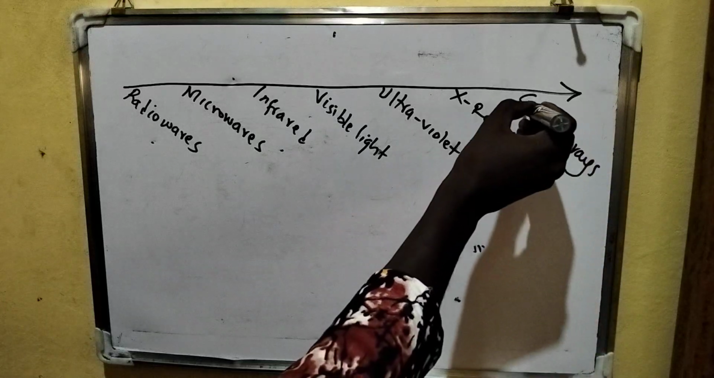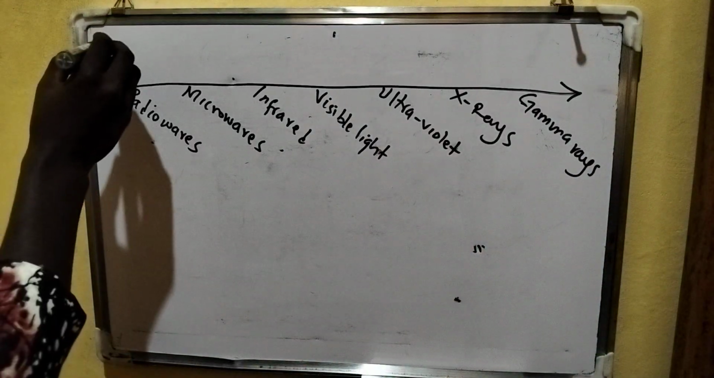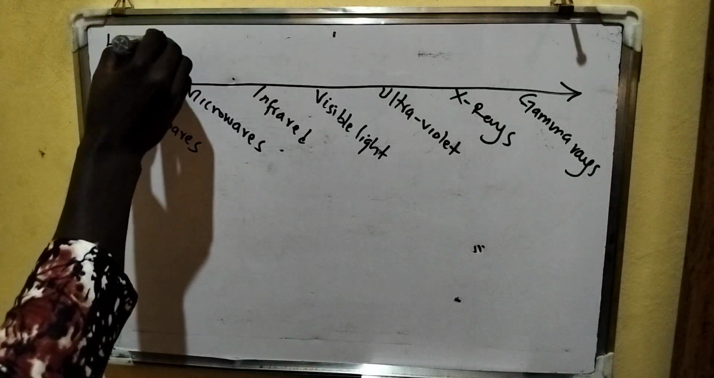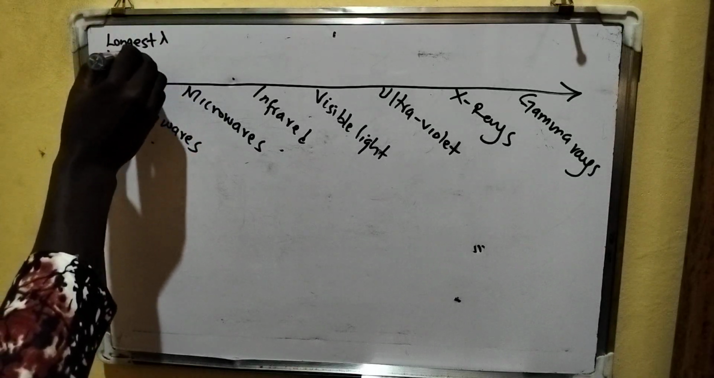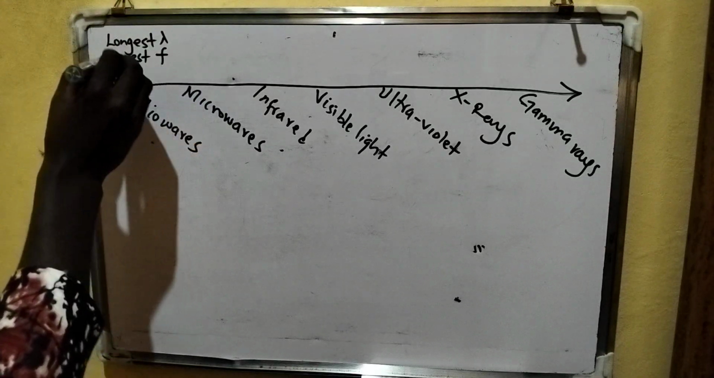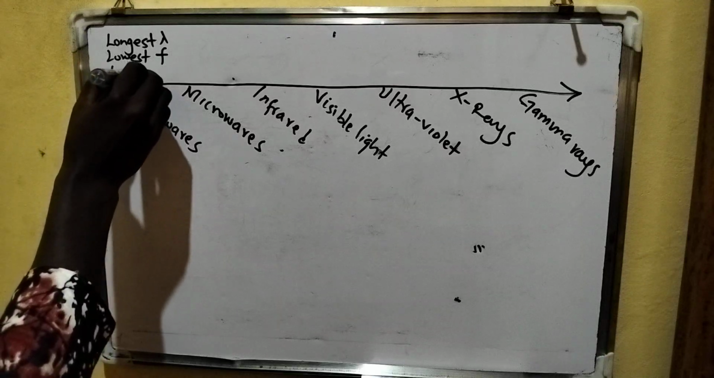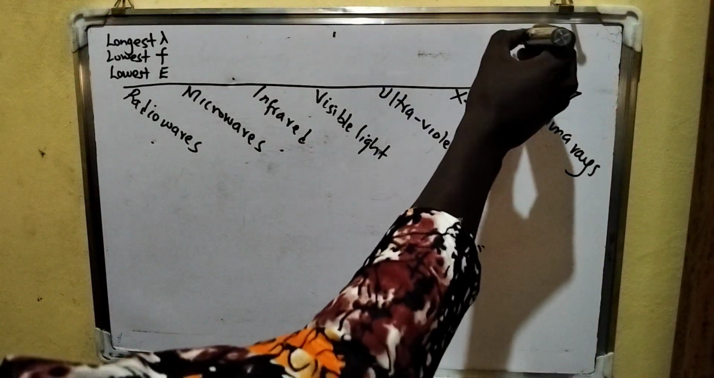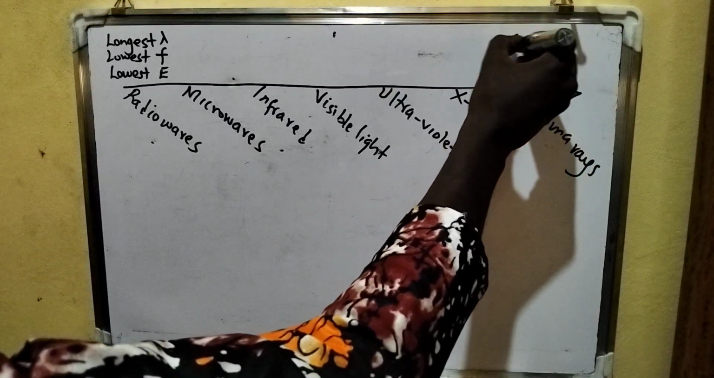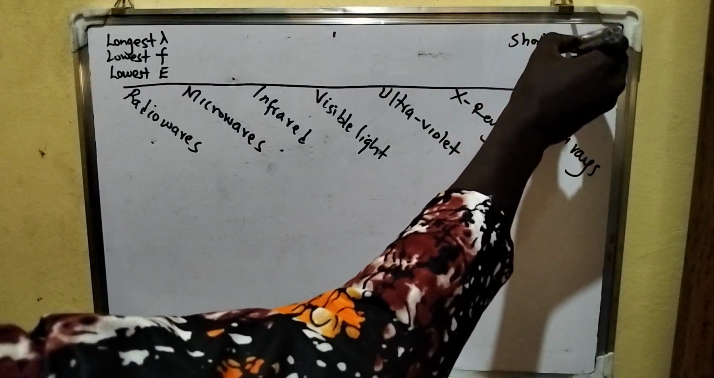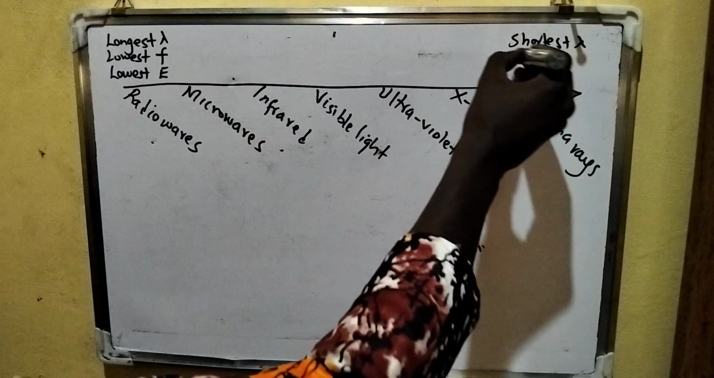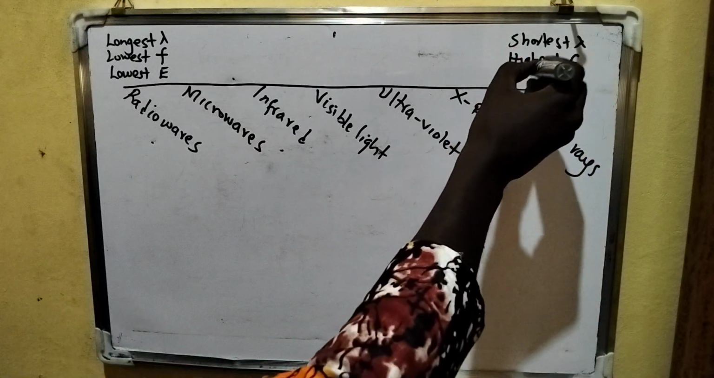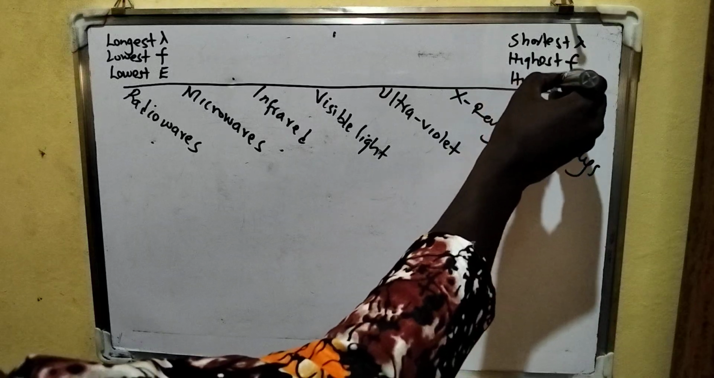We have already agreed now that radio waves have the longest wavelength, the lowest frequency, and the lowest energy. On the other hand, gamma rays have the shortest wavelength, the highest frequency, and the highest energy.